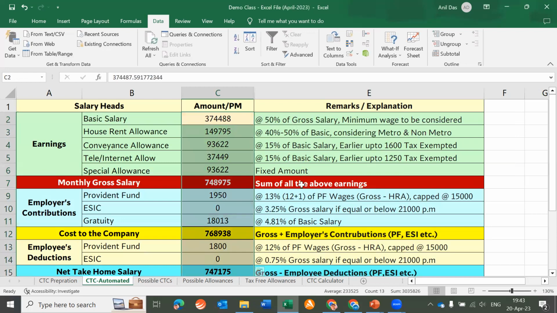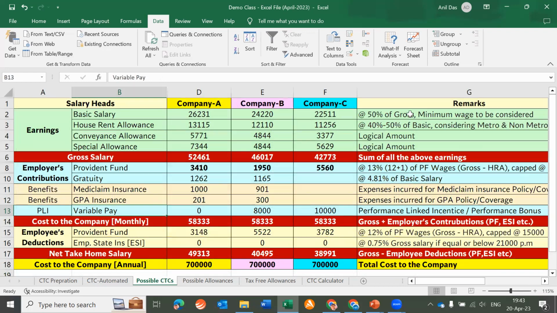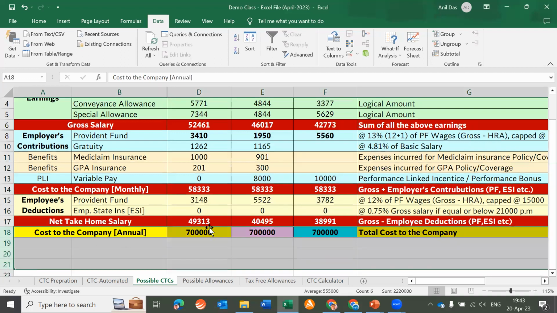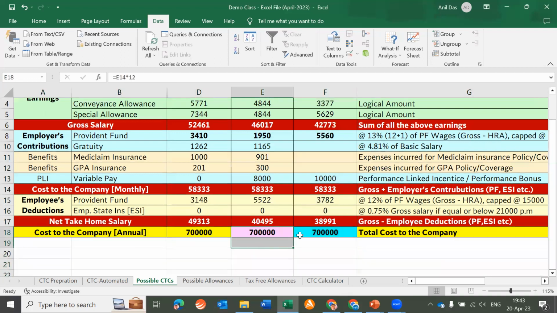So this is how we teach in the actual classes how this automated CTC calculator can be made. In the very beginning of my demo class, I asked a question: if persons working in different companies have the same CTC, will they get the same take-home salary? This is the answer. There are three companies, A, B, and C. All three are giving the same CTC, 7 lakh. But in this company, the take-home salary is 49,313.